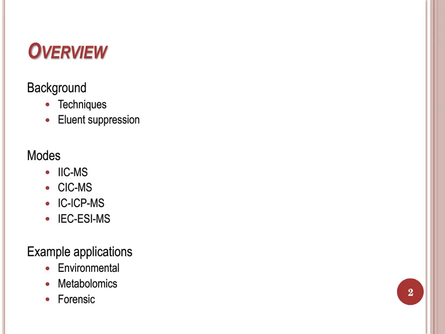There are several different ways that this can be achieved, and these should be covered along with potential applications during this webinar. I'm going to start by giving a brief background into the two techniques, ion chromatography and mass spectrometry. I'll also briefly explain the importance of eluent suppression for those that are unfamiliar with IC.